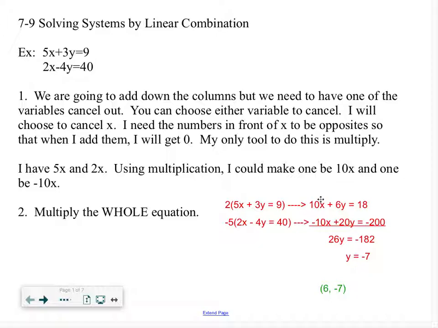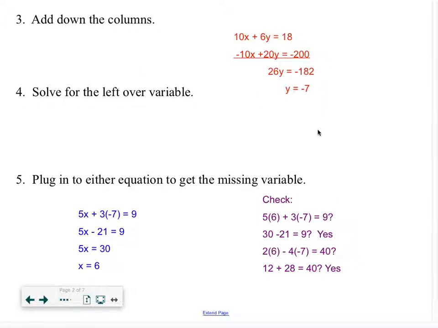I added down the columns. 10x plus negative 10x is 0. 6 plus 20y is 26y. 18 plus negative 200 is negative 182. And I got y equals negative 7. I showed that over here as well as I started to go through the directions.